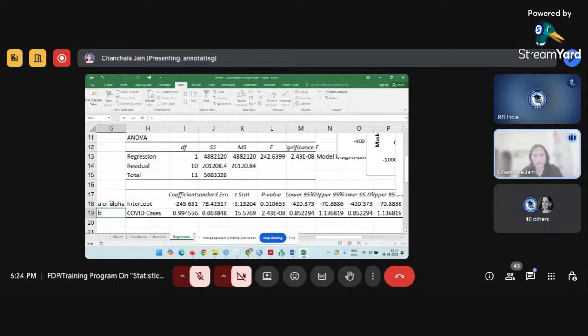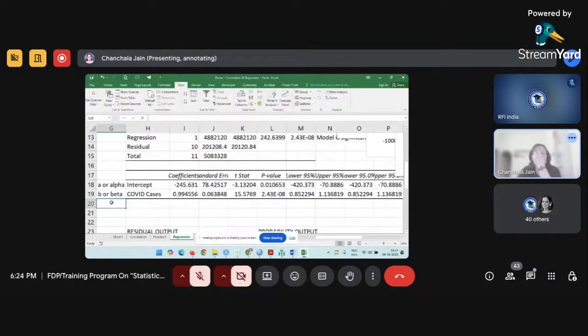This is the B or beta value, right? When you talk about these two values, you cannot comment whether these are significant or not. So how can you ascertain these two values are significant? For that purpose, we have one more thing available in the table, which is the t statistic and the p value, right? According to the p value of the t-test, you will ascertain whether these two values are significant or not. You can see both the p values are less than 0.05.